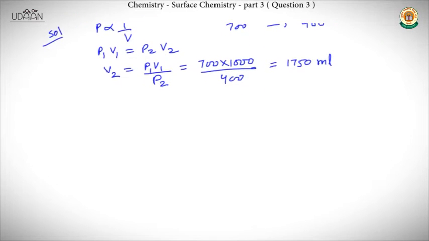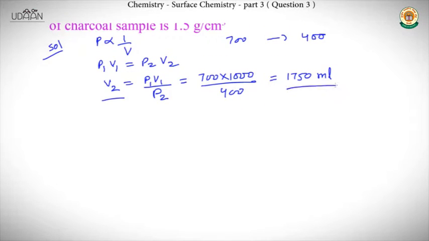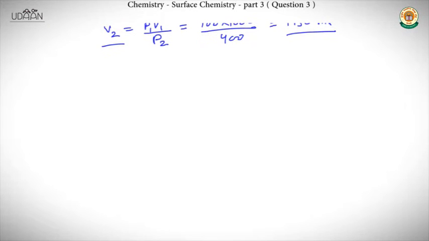So we see that the volume has increased. Under these conditions, the volume should have increased because the pressure has decreased. Now, when charcoal is added to the flask, the effective volume of the flask wherein the gas would be present will decrease. Why? Because some amount of gas will get absorbed on the surface of the charcoal. So the actual volume of the flask will be 1000 minus the volume occupied by charcoal.